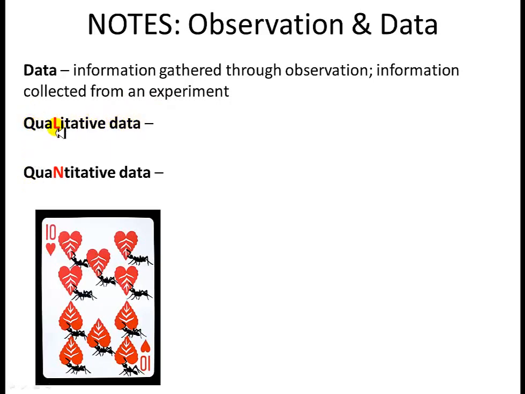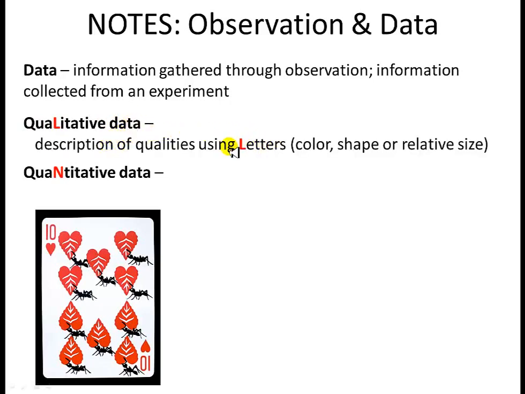We have qualitative. Qualitative means like the quality of things. Is it good or is it bad? These are descriptions using letters, words, like the color, the shape, the relative size. So this would be like red. Shape, it could be like heart-shaped. Relative size, that heart's smaller than that heart.